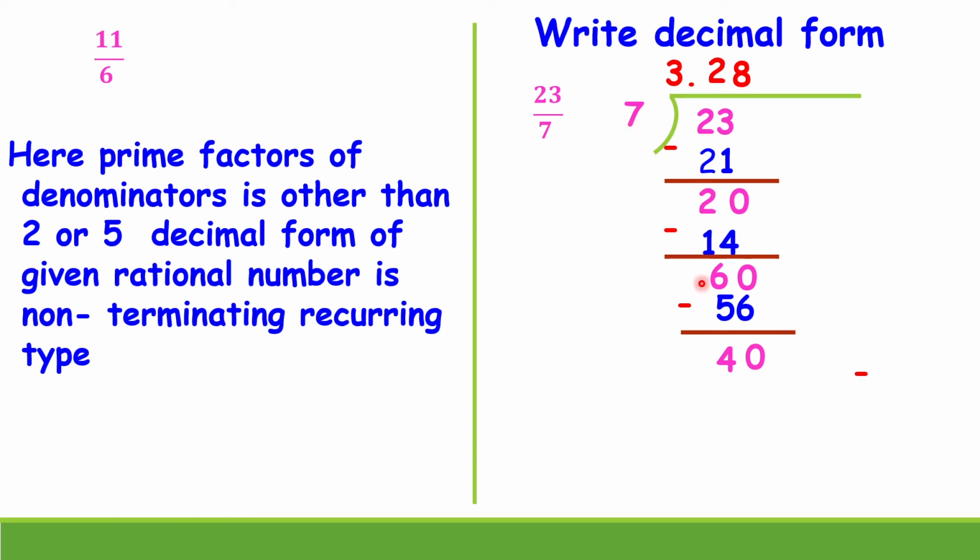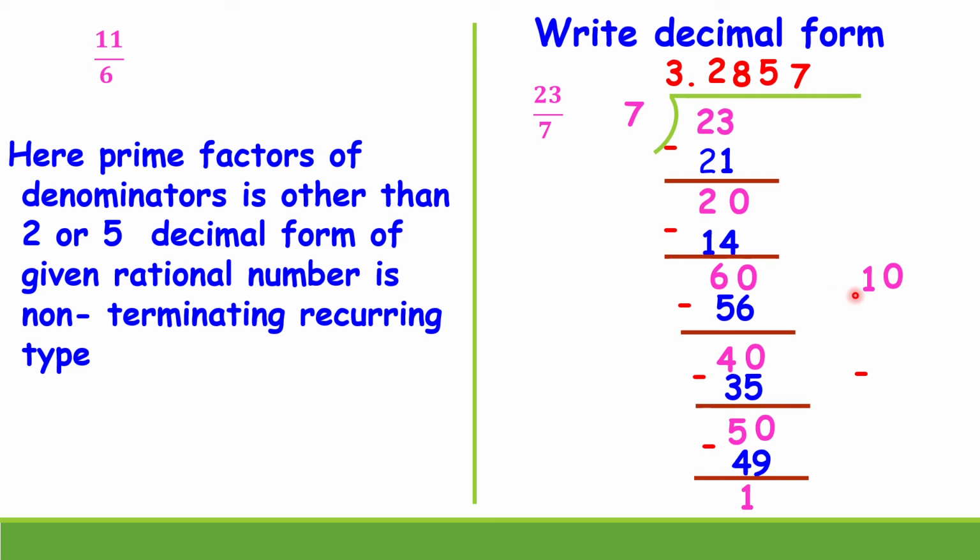Then count the table of 7 up to the number near to 40. 7 5s are 35. Therefore, the quotient is 5. And 7 5s are 35. Subtract this 35 from 40. How much is remaining? 5 is remaining. This 5 is also less than 7. Therefore, write 0 here. The number will become 50. Then count the table of 7 up to 50. 7 7s are 49. Therefore, the quotient is 7 and 7 7s are 49. Subtract this 49 from 50. Then 1 is remaining. This 1 is less than 7. Therefore, we take a 0 here. The number will become 10.